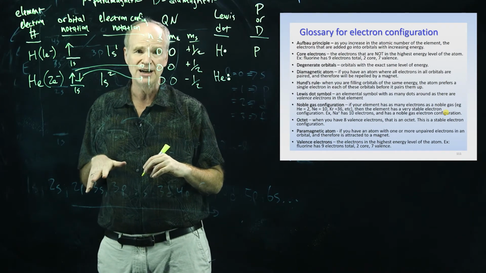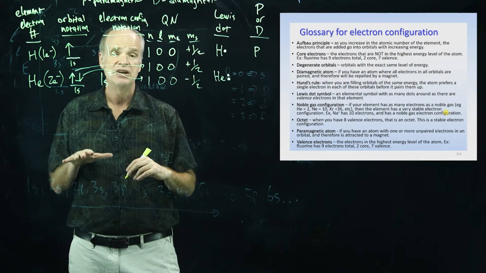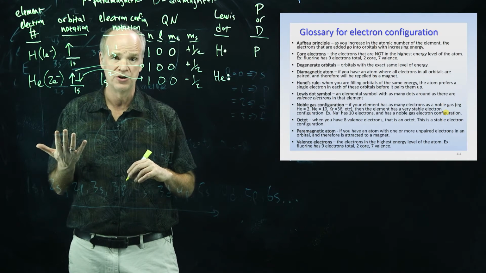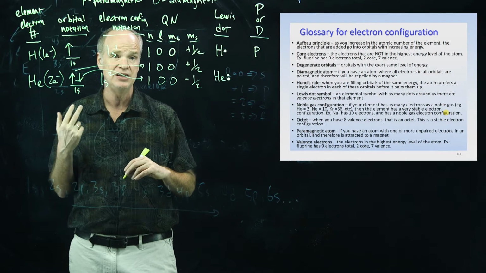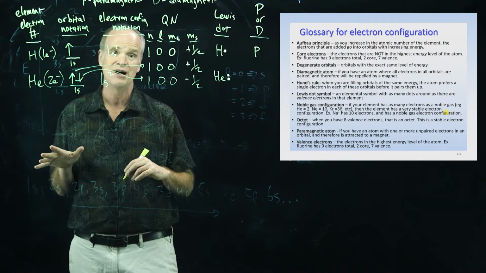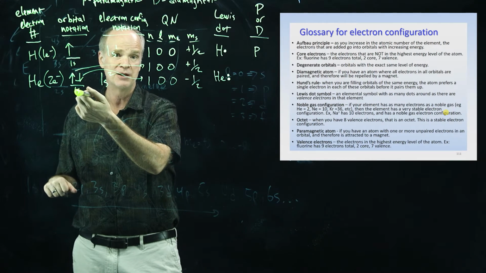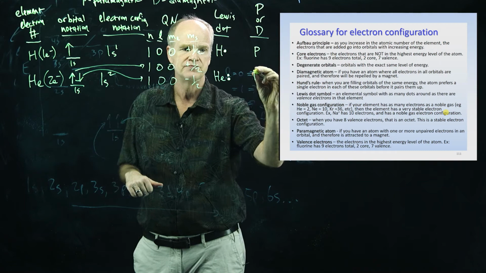Now, is it paramagnetic or diamagnetic? So recall that you have an element that is diamagnetic if all of the orbitals that are occupied by electrons have a pair of electrons in each of them. And so here we have a single orbital that's occupied by electrons, and there's a pair here. So this must be diamagnetic.